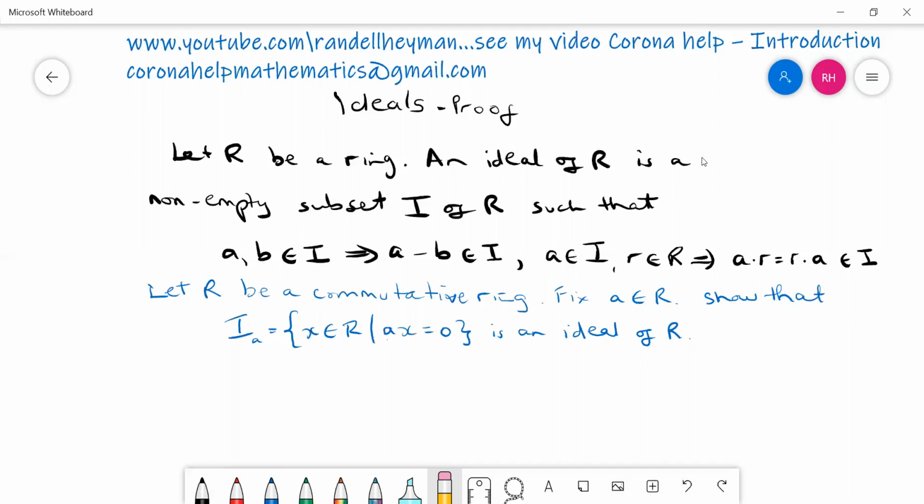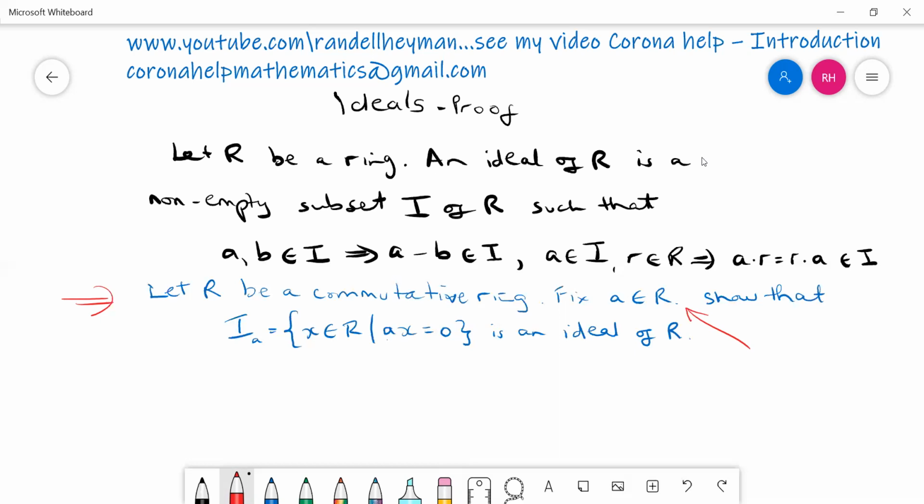So if you direct your eyes here, let R be a commutative ring. So that's just a ring. The commutativity means that the multiplication can work either way. You get the same thing. So A times B equals B times A. Fix an A that is an element of the ring.